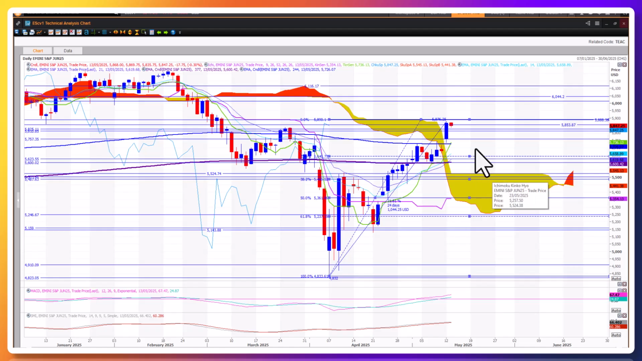Those are the downside targets only if this resistance level at 5888 holds and we get a bit of a consolidation of this strong rebound move that we've had.